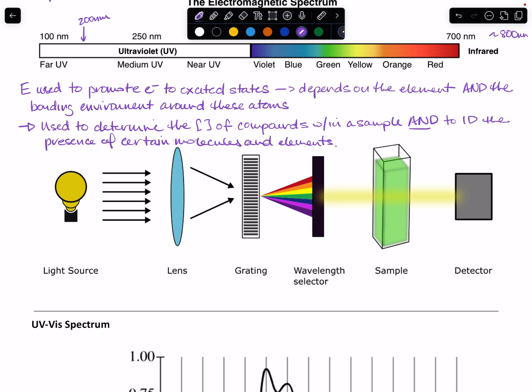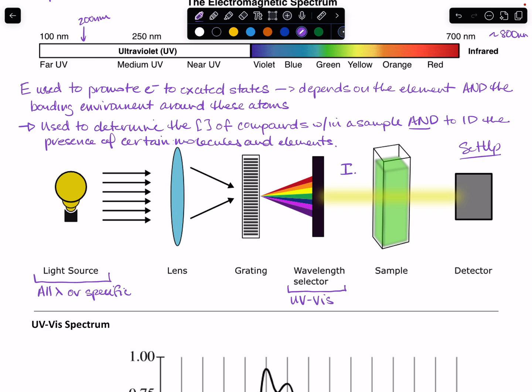General setup, just like we saw before. We need a light source. Again, that light source can be all wavelengths or specific. We're going to have a lens that's going to allow us to focus that light. We're going to push it through a grating, and then that grating is going to separate it into its wavelengths. And then the selector allows us to focus in on the UV-Vis region of that sample.